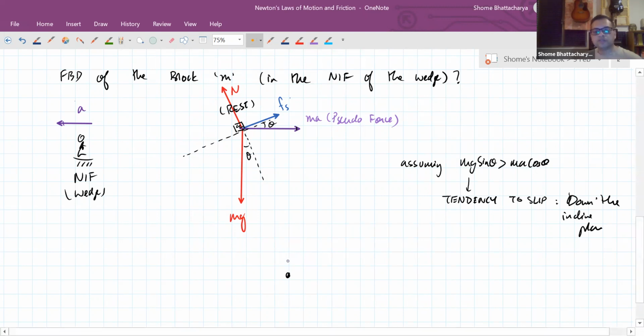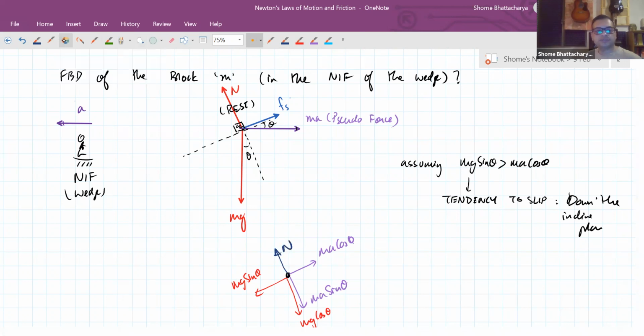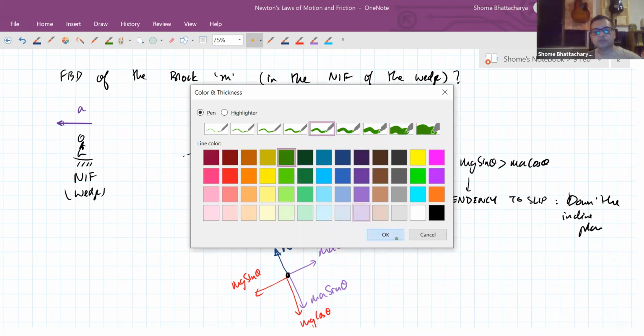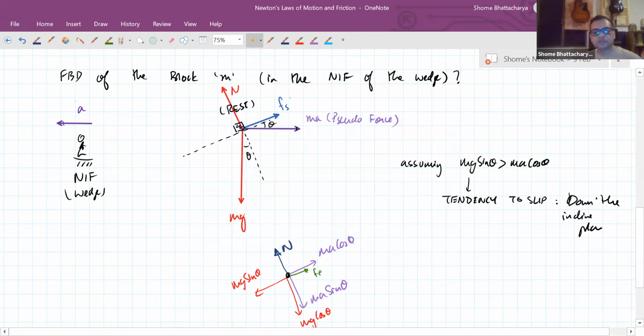So after resolving the forces, you will see that the pseudo force's cos component acts like this, the pseudo force's sine component acts like this, mg's sine component on the other hand acts down the inclined plane, whereas mg's cos component acts normal to the inclined plane. The normal reaction is in this sort of direction, and the most important thing for us now, the direction of friction is like this. Okay, so this is after resolving the forces.